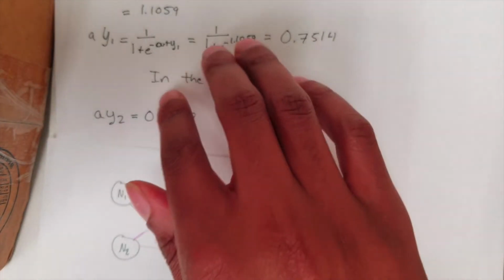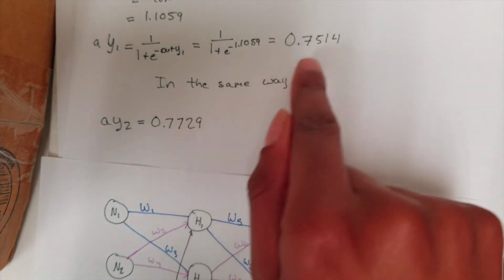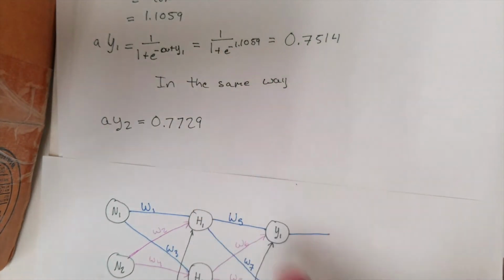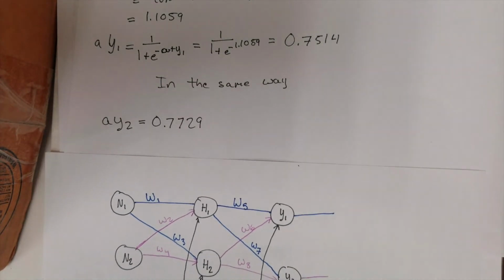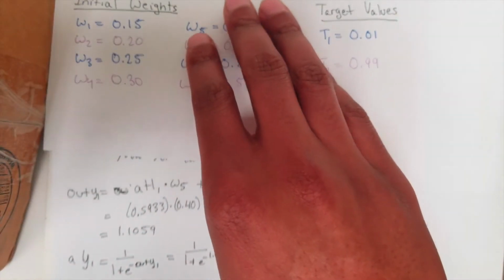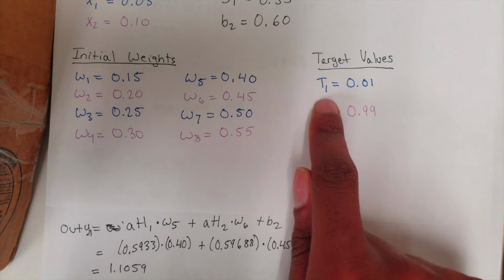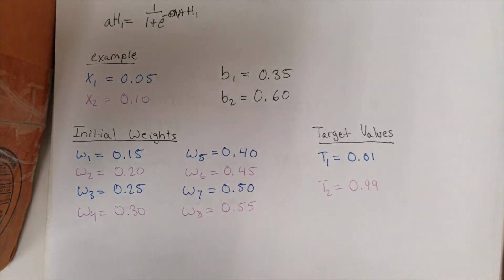So that is how we get the two output values of the network, which is 0.75 and 0.7729. Now let's see how well the actual network did with the correct target values that we were looking for. You can see the target value we were looking for, T1, which maps to Y1, was 0.01.